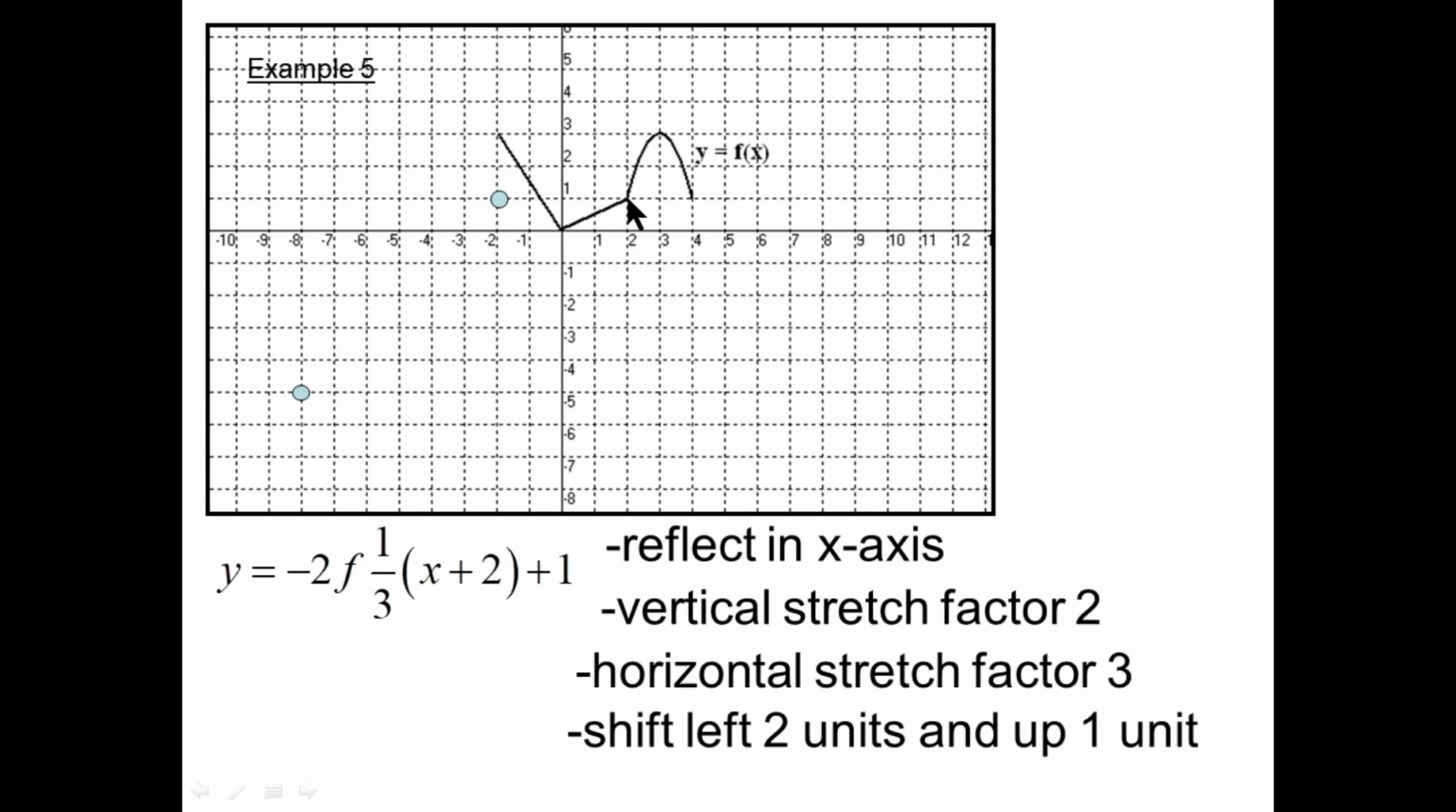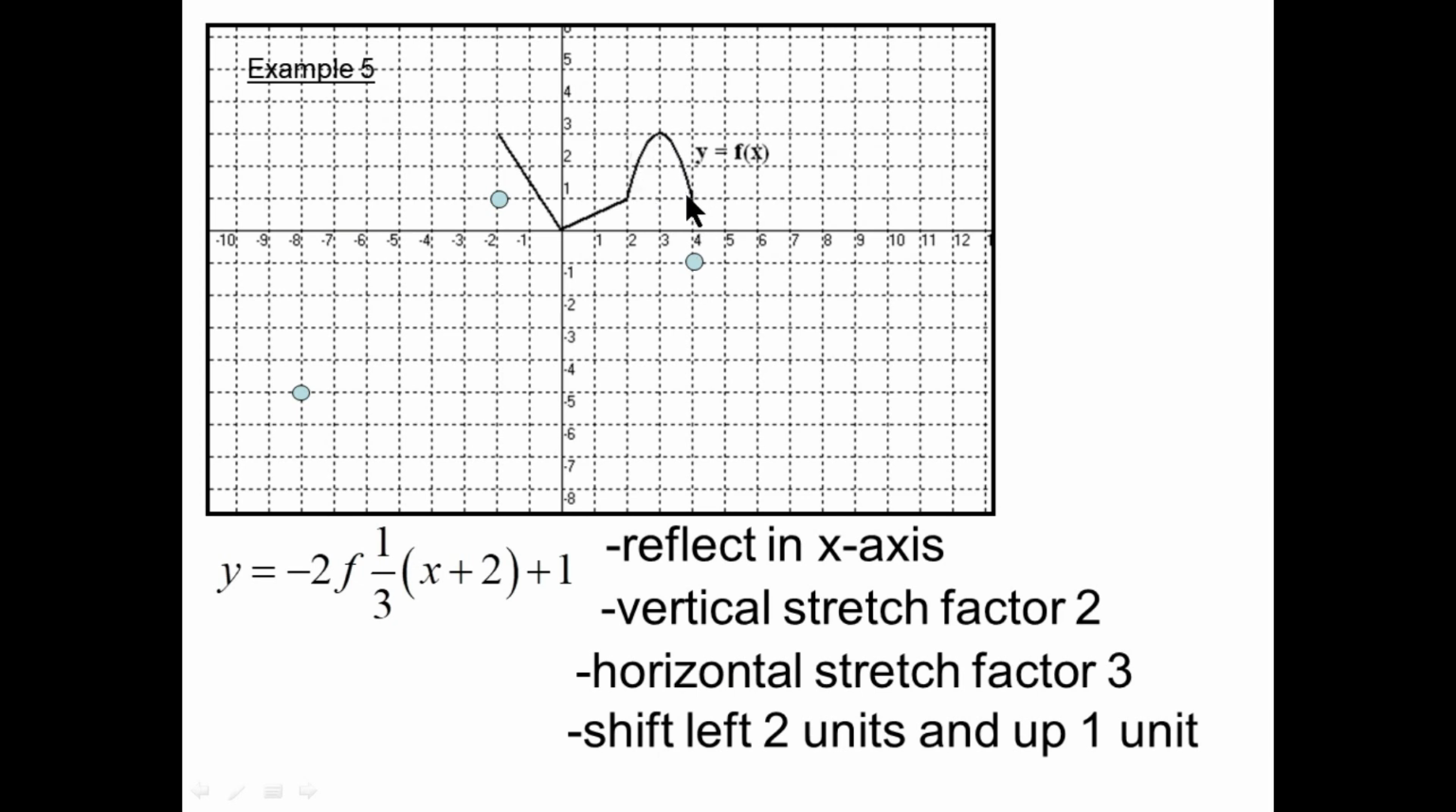Go to the next corner point. Reflect in x. Goes down to 1 below the x-axis. Vertical stretch times 2. So I'm 1 below, make it 2 below. Horizontal stretch times 3. Well, I'm 2 to the right of the y-axis, and I'm moving horizontally. So let's go 2 times 3 is 6 to the right. So 2, 3, 4, 5, 6 to the right. Shift left 2 units and up 1. And a point goes right there.